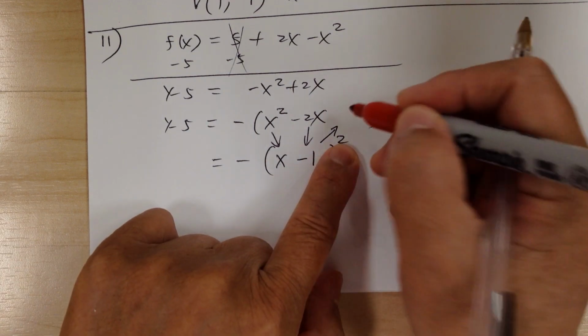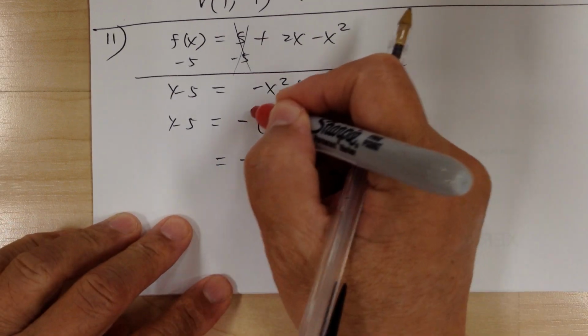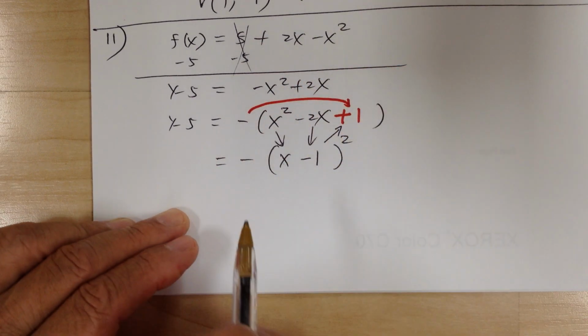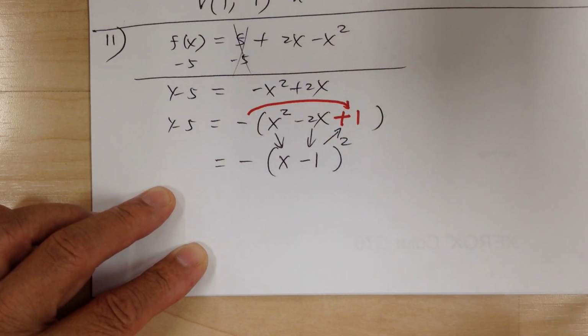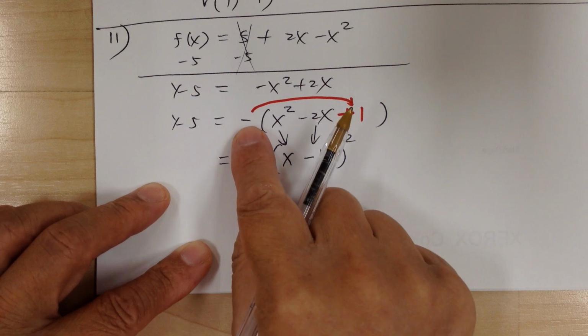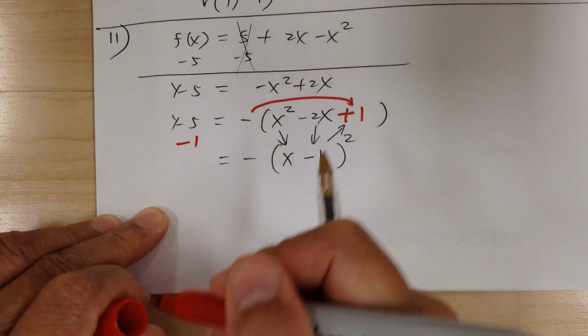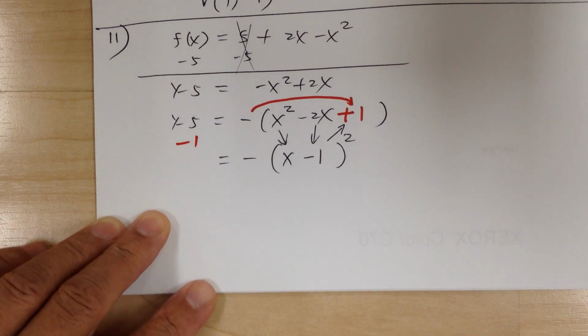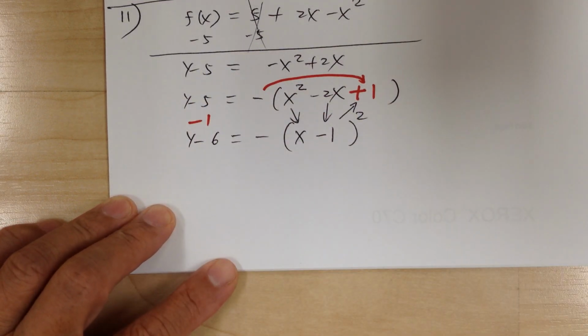So negative 1 squared will give you plus 1, but notice there's a negative in front. You have to multiply, so you have negative 1 times 1. So technically you're minus 1. Therefore, you have to minus 1 right over here, and so you end up with y minus 6.